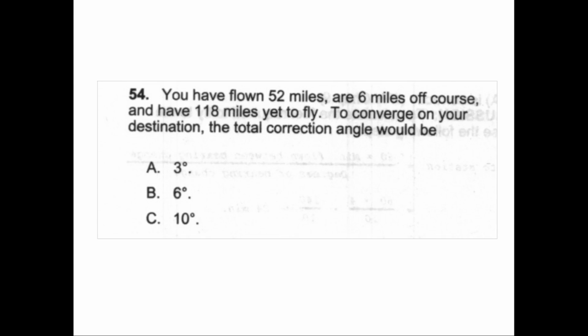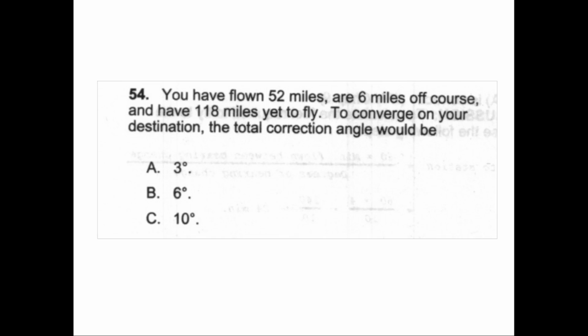So here's an example of a problem that's not exceedingly easy to do using triangles, but it's also not that easy to do using the traditional methods either. In a problem like this, you're told that you've flown 52 miles and you've been blown 6 miles off course. You've got 118 miles to fly to get to your destination.